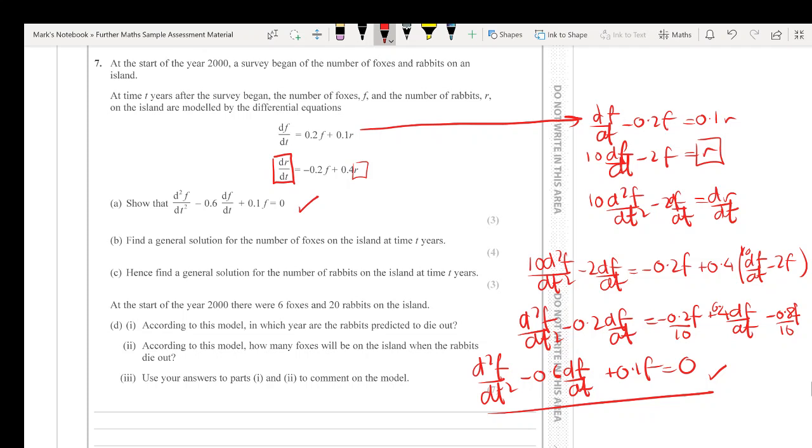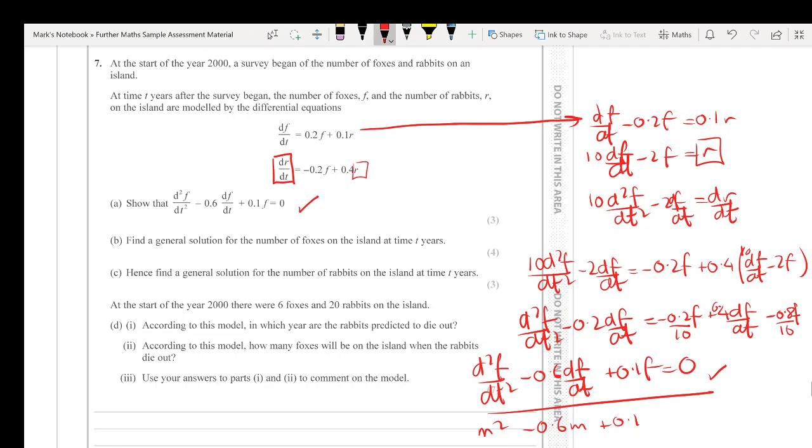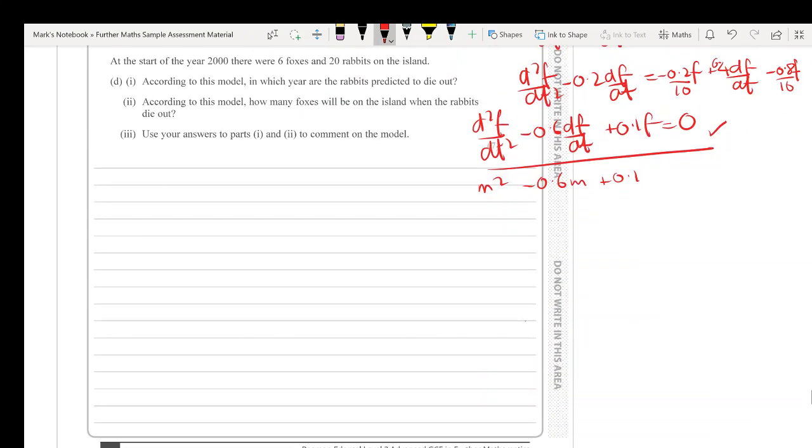Find a general solution for the number of foxes on the island. So looking at this, we've got m squared minus 0.6m plus 0.1. Now, I don't know about factorising that, so I'm going to times by 10 to make my life a bit easier. So if this is 0, I'm going to get 10m squared minus 6m plus 1. 5 and 2 won't give me a 6. Okay, so it won't factorise.